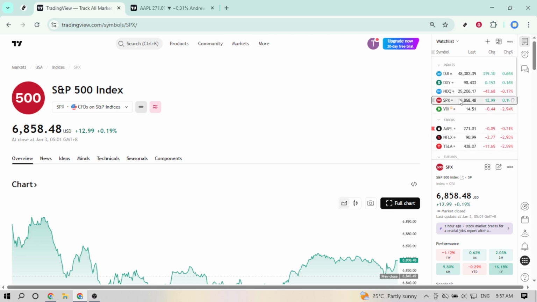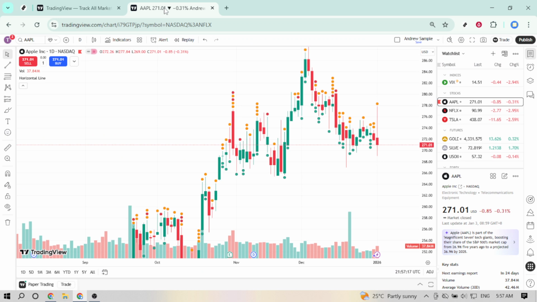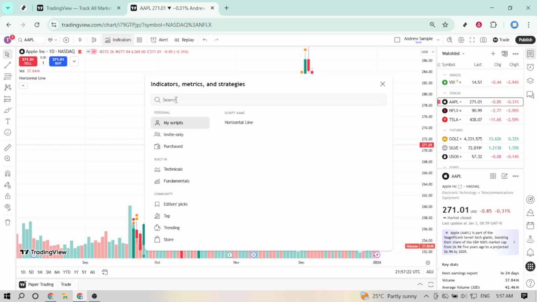Next, open the full chart so you have the complete toolset and the most screen real estate. This view makes it easier to add and manage indicators, adjust timeframes, and see more detail on price action. With the full chart open, look toward the top of the screen and click Indicators. This opens a search window where you can quickly find any built-in studies.